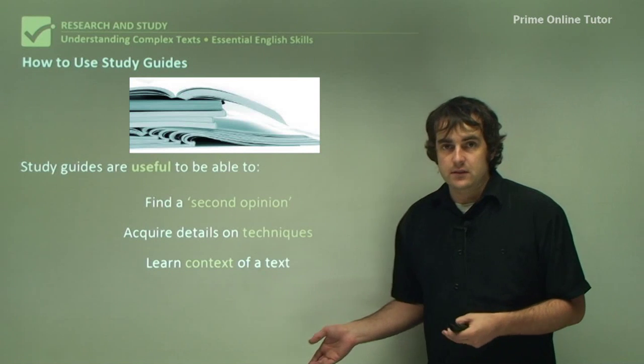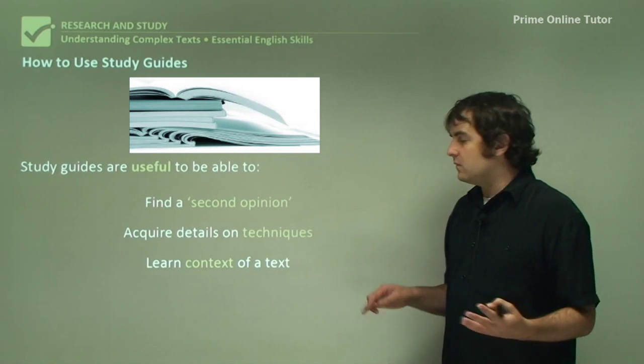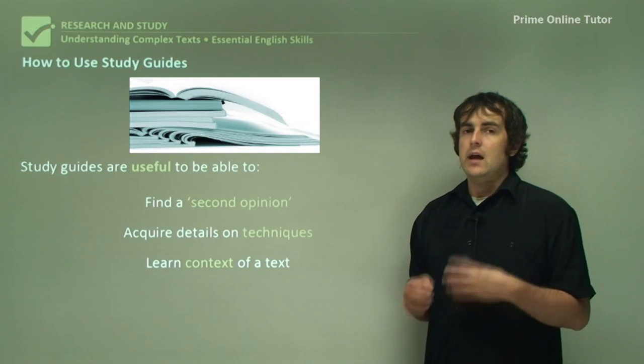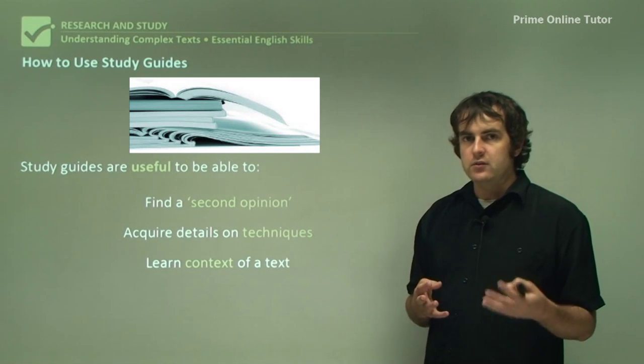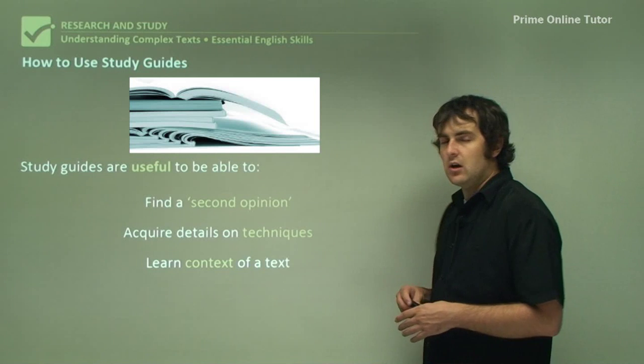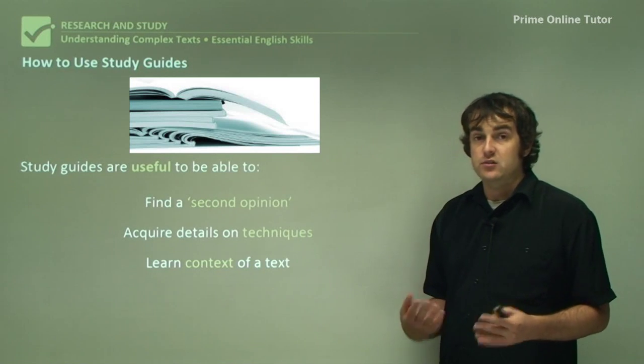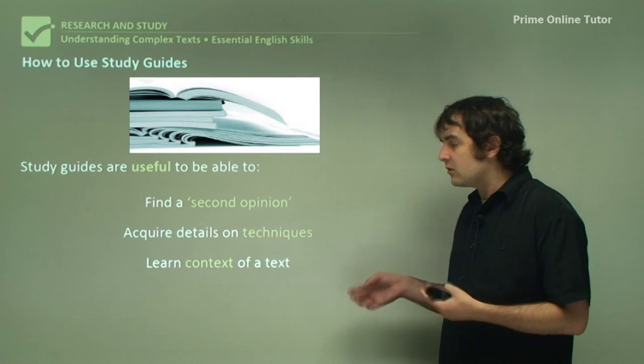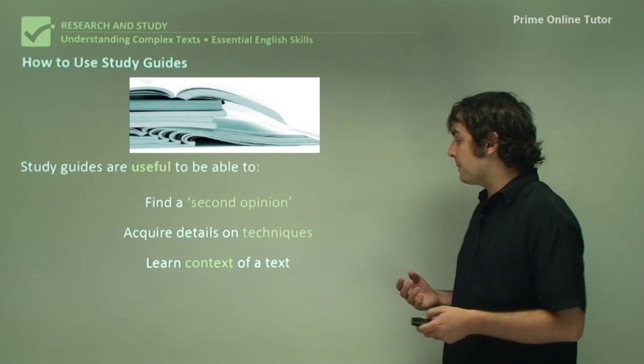Learn the context of a text. So again, that process of actually having to research the context, you're going to be looking at, yes, probably the author or the composer's history, but also study guides will often include some useful information, particularly more information that's relevant to their text than probably what you would get on something like Wikipedia, for instance.